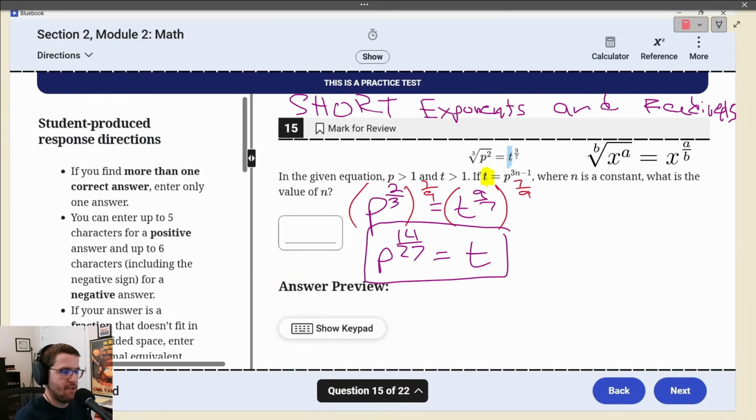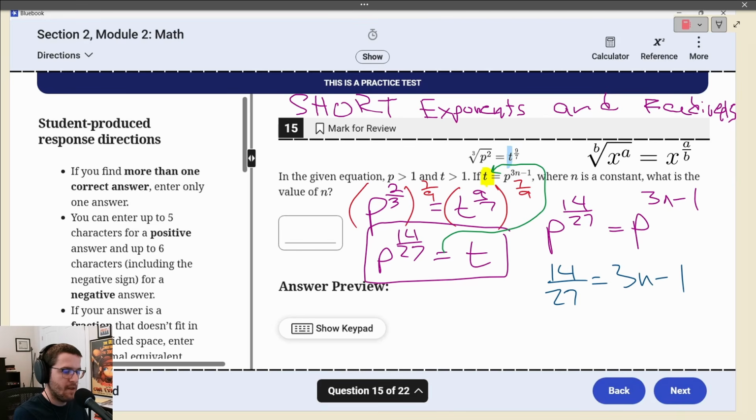And then we have t is equal to p to the 3n-1 in the question. So let's do p to the 14/27 equals p to the 3n-1 just by substituting. All we did was take this and plug it in for t in that yellow right there. Okay, and now we have the same base, so we can use the one-to-one property. In other words, these exponents must be equal. So we can do 14/27 is equal to 3n-1.